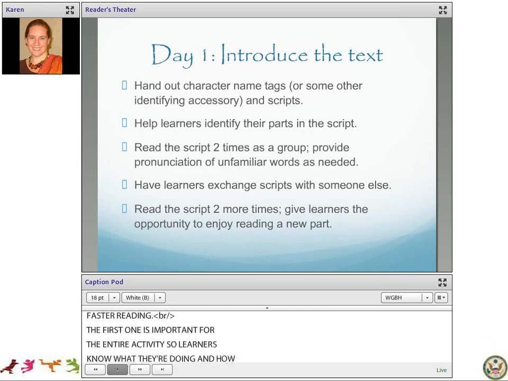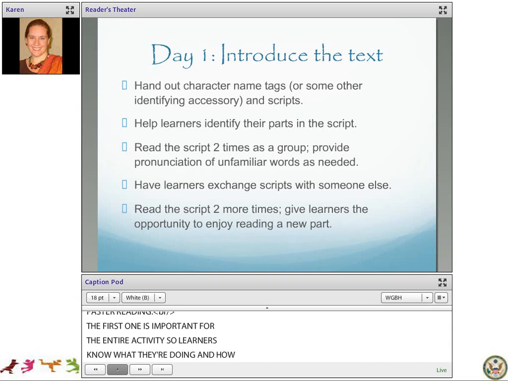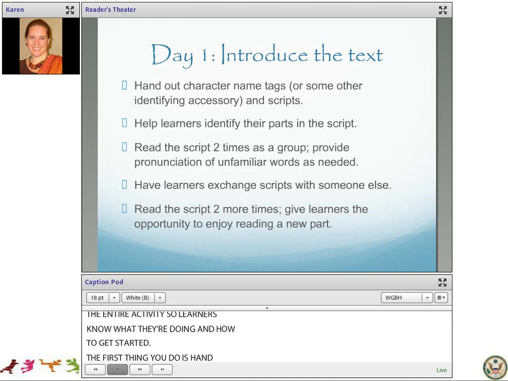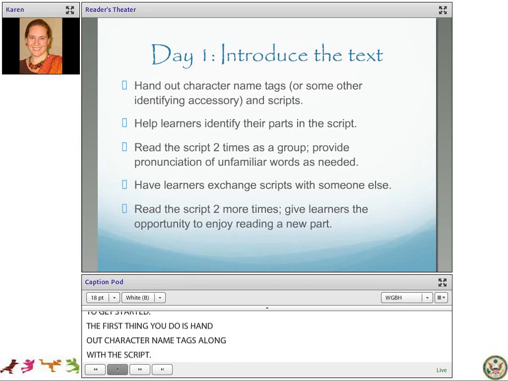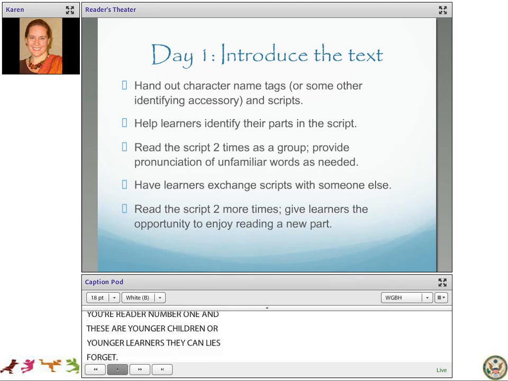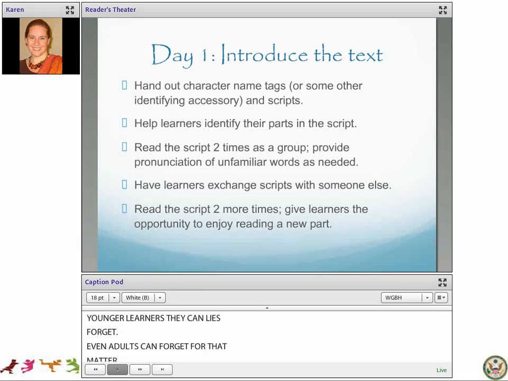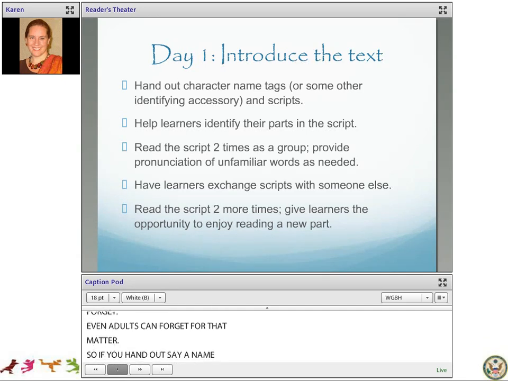The first thing you'll do is hand out character name tags or some other identifying accessory along with the scripts. That way, if you tell them, for example, that you're reader number 1, and these are younger children or younger learners, they can easily forget. I mean, even adults can forget for that matter. So if you hand out a name tag that has a number 1 on it, they can always look down and check to make sure they know what their part is. The other option would be to have it already highlighted in their script, just that part.